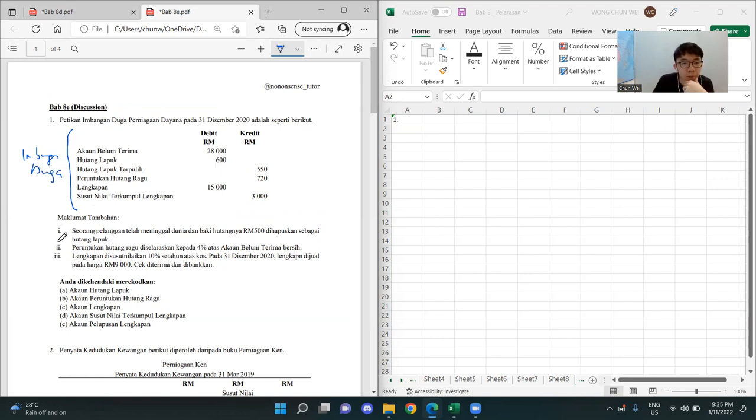Okay, and then this is your maklumat tambahan. One, seorang pelanggan telah meninggal dunia dan bakinya 500 dihapuskan sebagai hutang lapuk. So there is a hutang lapuk. Two, PHR sesuaikan kepada 4%. Three, lengkapan disusut nilai 10% setahun atas kos pada 31 Disember. Jadi lengkapan dijual pada harga 9,000 dan cek diterima. So there's a pelupusan. Dijual mah. And when you see a susut nilai, maksud there is also a susut nilai account they have to buat. Alright, so let's start from A.